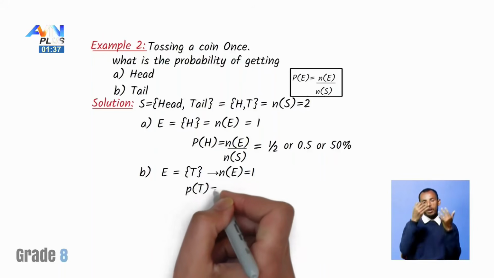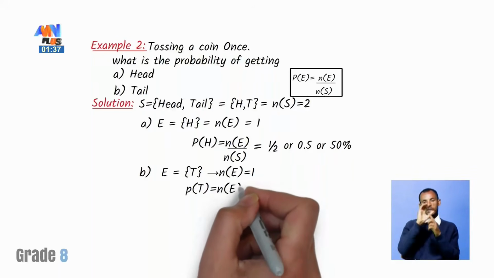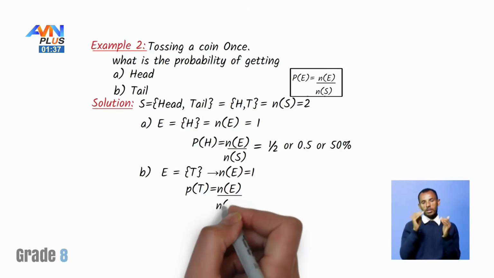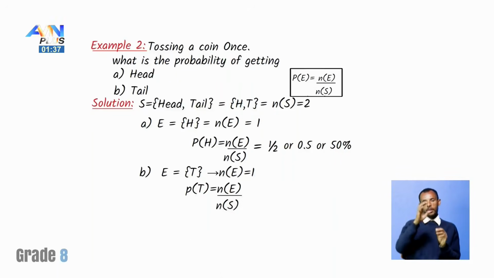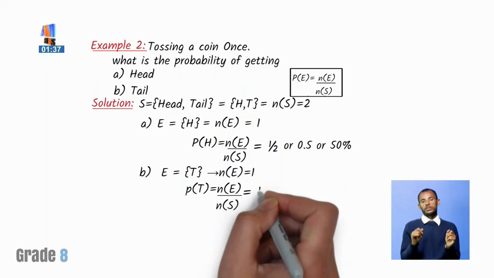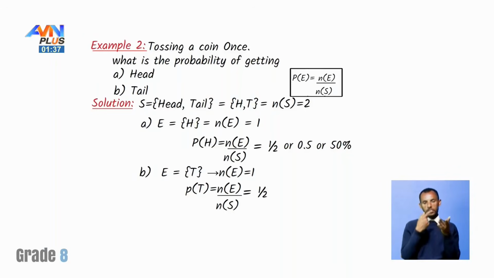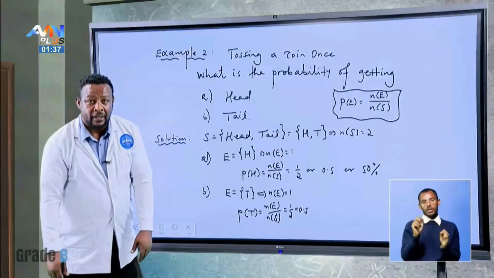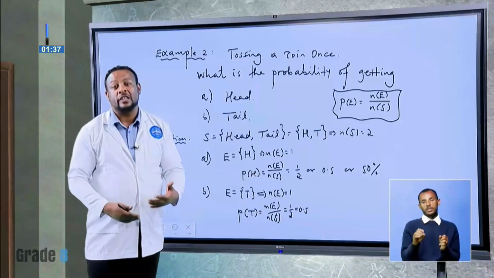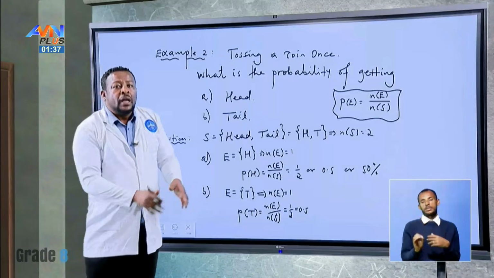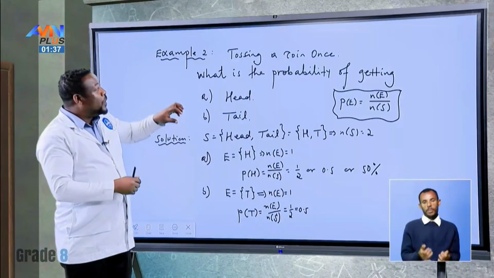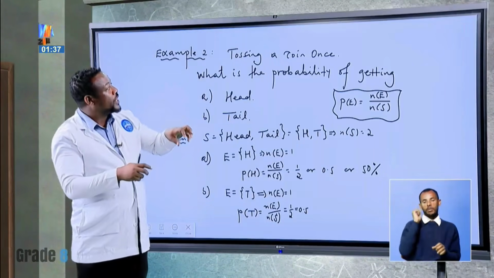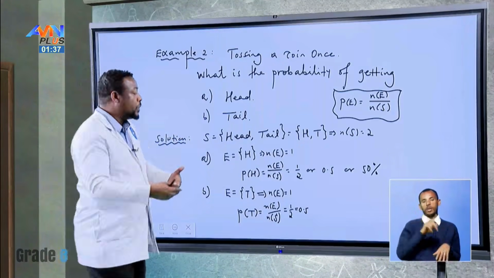Now, the probability of this event, the probability of obtaining tail, is equal to the cardinal number of E over the cardinal number of the sample space. This is 1/2, or you can make it 0.5, or you can say 50%. The tail has a 50% chance to occur. Very simple. Now, I will change this example by tossing a coin twice, and we will see what will happen.